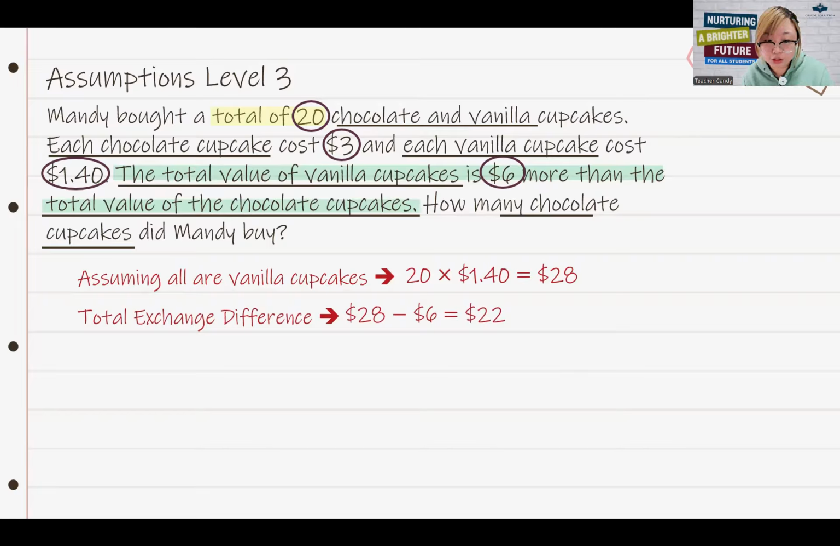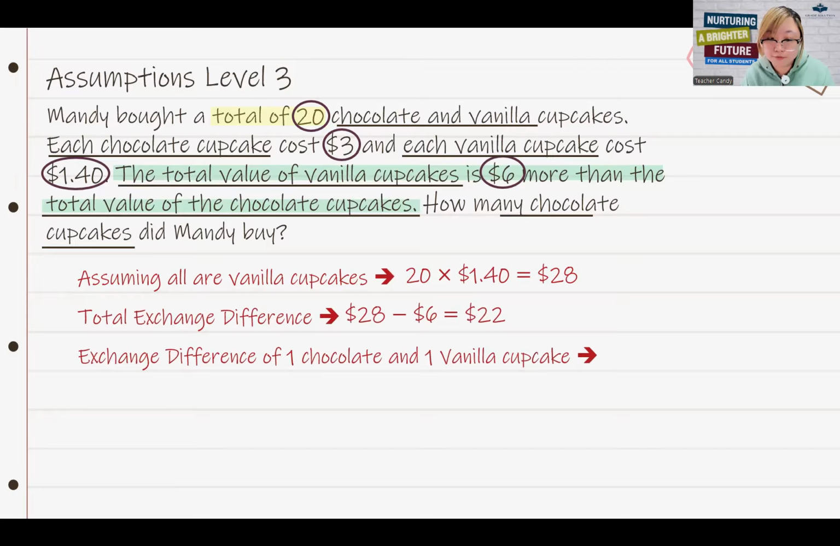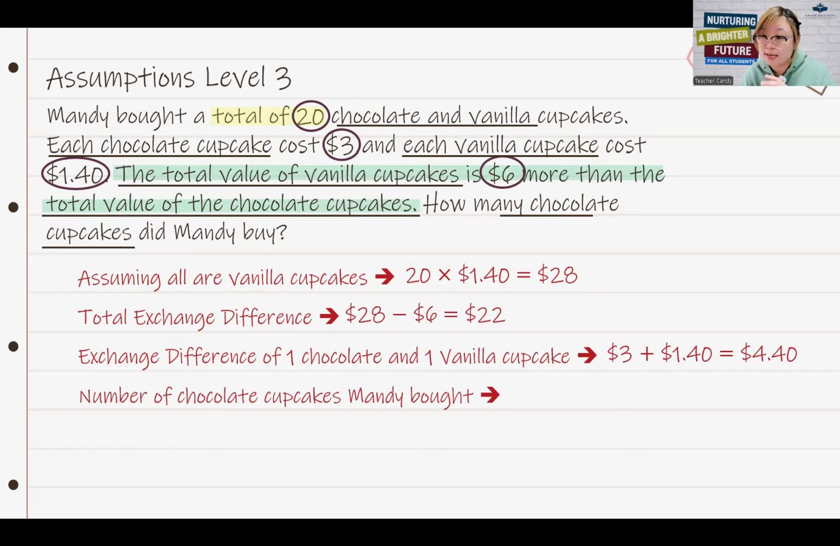We look at the exchange difference of 1 chocolate and 1 vanilla. Difference doesn't mean we have to subtract in this case. For the exchange difference, we have to add them up. So $3 plus $1.40 will be $4.40. How many $4.40 are there in $22? The number of chocolate cupcakes we exchange is 22 divided by $4.40, and that gives us 5 chocolate cupcakes.